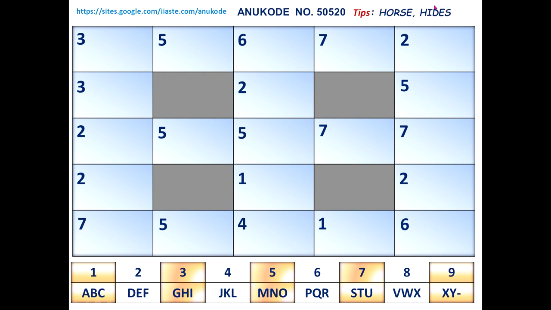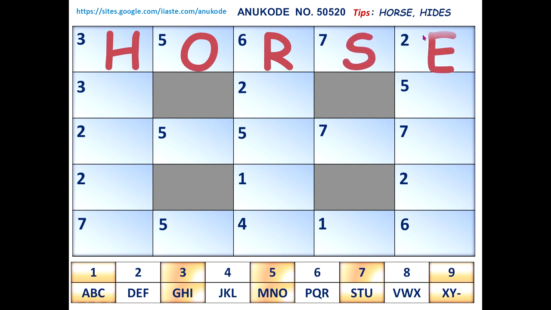So if we start with the word horse, then H should be the beginning, which means where there's a 3, there's likely to be an H. And this is the only place that starts with a 3, which means this is where we have the H. And it follows that 5 is M, N, or O. In this case, it is O because of the word horse. So that is O. And it follows 6 is R, 7 is S, and 2 is E. And that's the word horse.